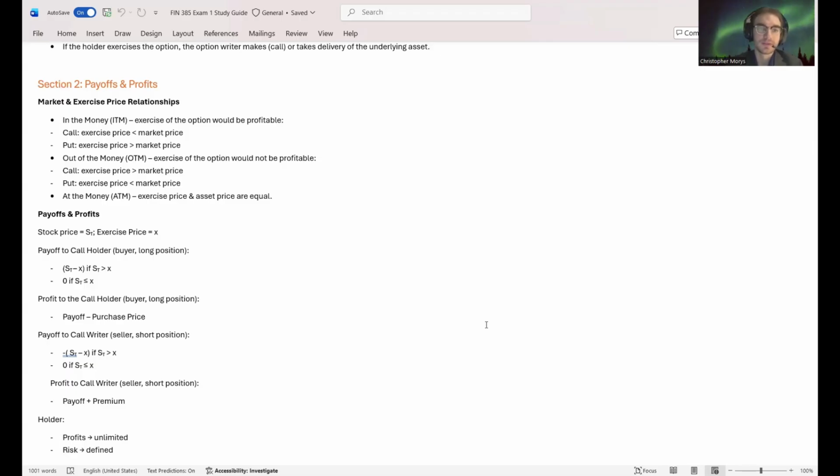Out of the money, or OTM, means an exercise of the option would not be profitable. So in the case of a call, it would be when the exercise price is greater than the market price, and in a put, when the exercise price is lower than the market price. Lastly, we have at the money, or ATM. This is when exercise price and asset price are equal, meaning it's just a break even.